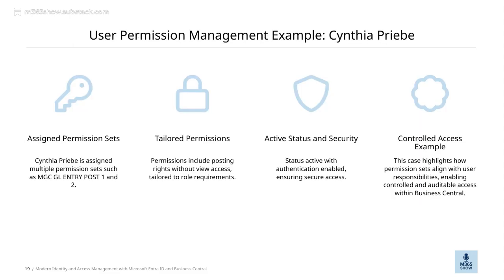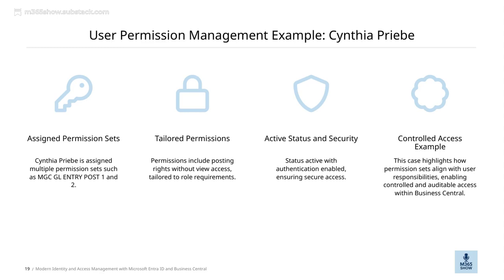Now, let's take a closer look at a user permission management example, focusing on Cynthia Prebe. This example illustrates how permission sets are carefully aligned with a user's specific responsibilities, which helps us achieve controlled and auditable access within Business Central. First, you'll notice that her account is marked as active, with authentication enabled. This ensures that only authorized users can access the system, maintaining our security standards.